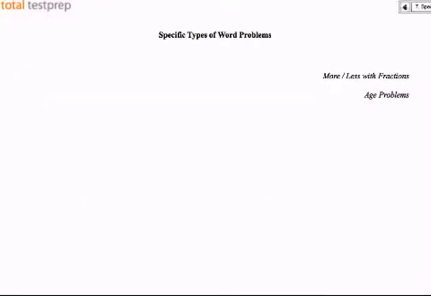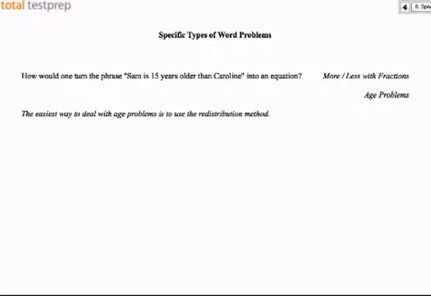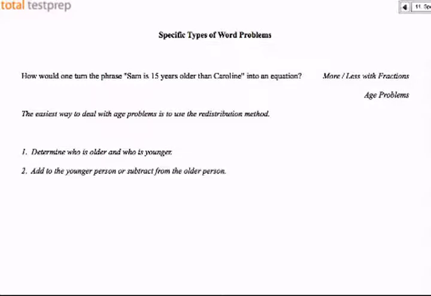The other type of specific word problem is an age problem. So how would one turn the phrase, Sam is 15 years older than Caroline, into an equation? The easiest way to deal with age problems is to use the redistribution method that we went over previously. You first determine who is older and who is younger. Then you add to the younger person or subtract from the older person.